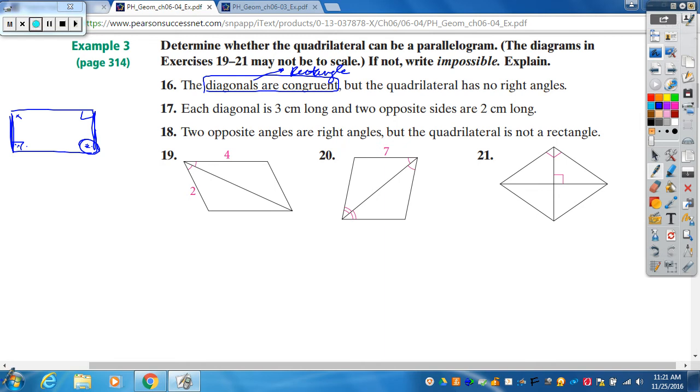Okay? I can continue on and look at maybe these 2 right here. And if this is not a rectangle, then this angle cannot be a right angle. And so as a result, this angle and this angle aren't supplementary, so this line and this line cannot be parallel. Okay? So number 18 is going to be an impossible structure to be a parallelogram.